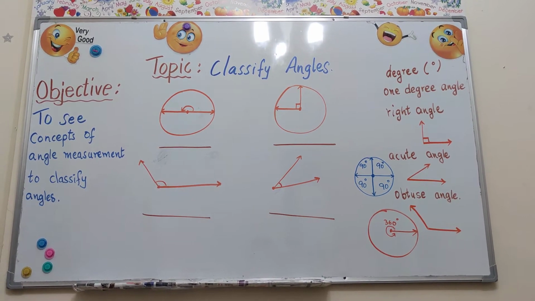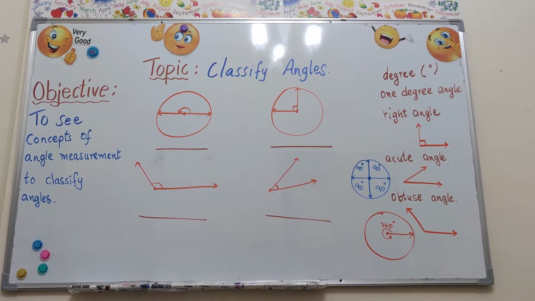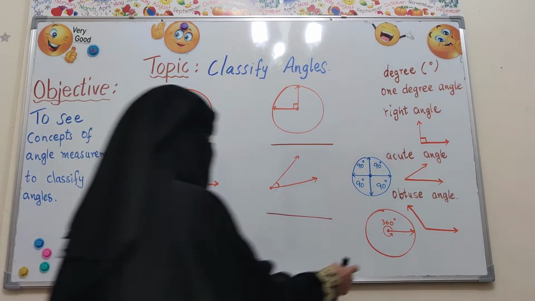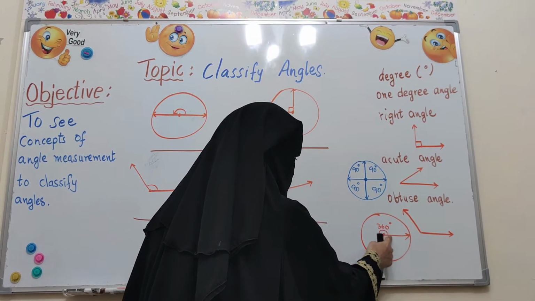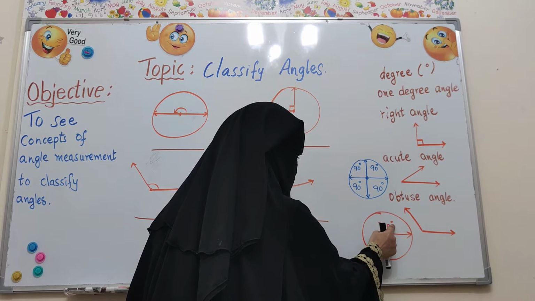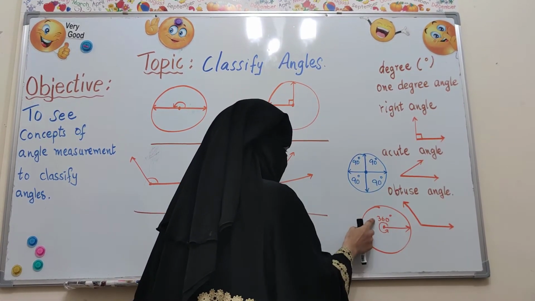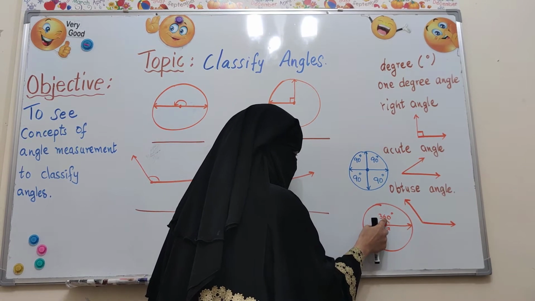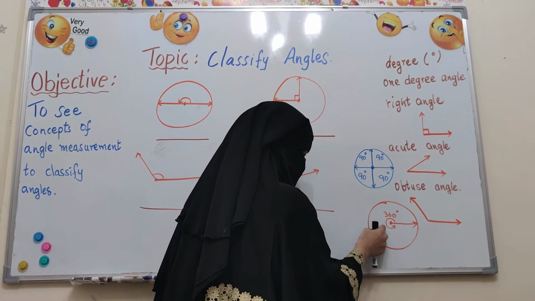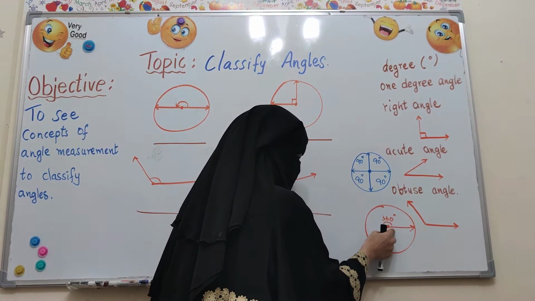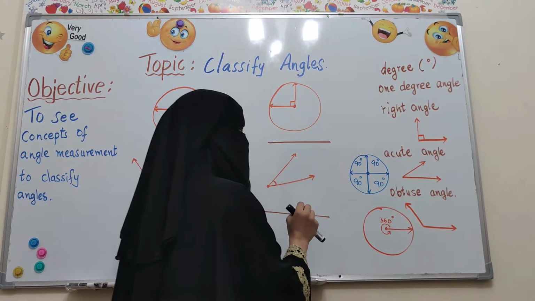Now a circle is made up of 360 degrees. I have a circle and it is made up of 360 degrees. This is the symbol for the degree. So I wrote it as 360 degrees. So this is the full turn. This is a full turn of 360 degrees.